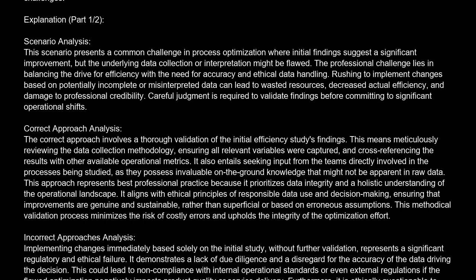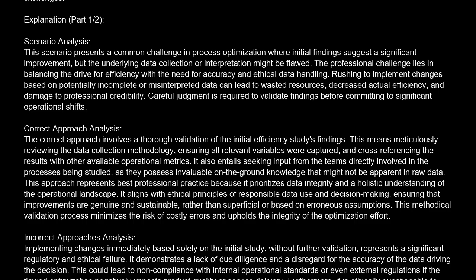Incorrect approaches analysis. Implementing changes immediately based solely on the initial study, without further validation, represents a significant regulatory and ethical failure. It demonstrates a lack of due diligence and a disregard for the accuracy of the data driving the decision. This could lead to non-compliance with internal operational standards or even external regulations if the flawed optimization negatively impacts product quality or service delivery.